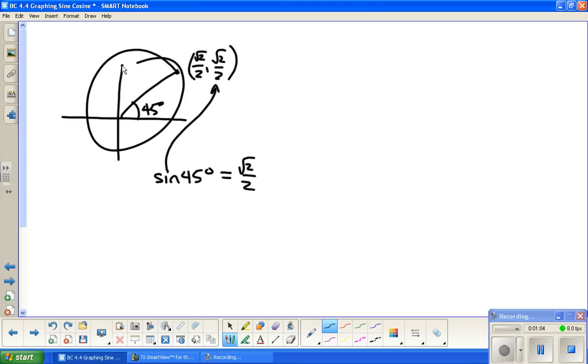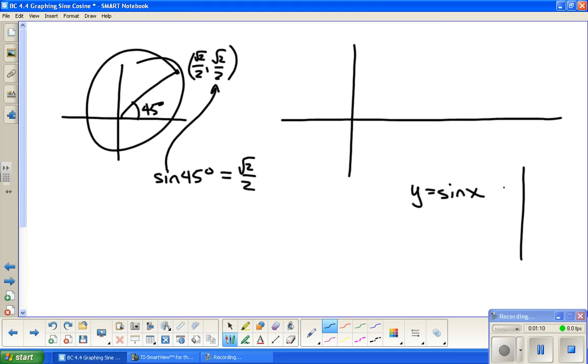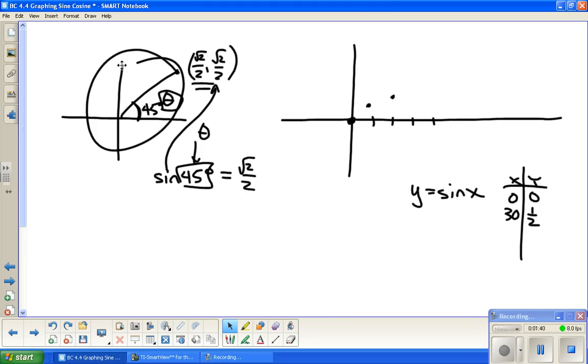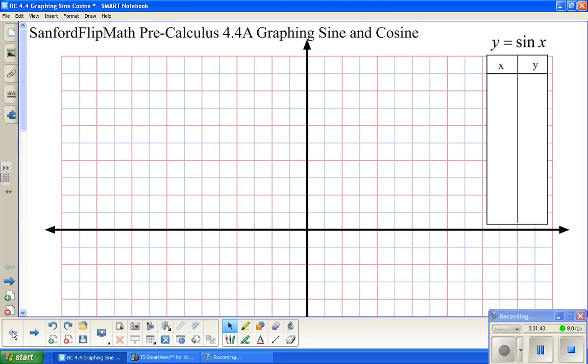The difference now is what we're going to do is work with y equals sine of x, do a table of x and y values, and then from that table of values, we're going to do a graph. So it's going to feel a little different from what we have been doing, because instead of looking at x and y values related to the sine of theta, we're going to start tracking y values to see what's actually going on as we move around the circle. And that's okay.